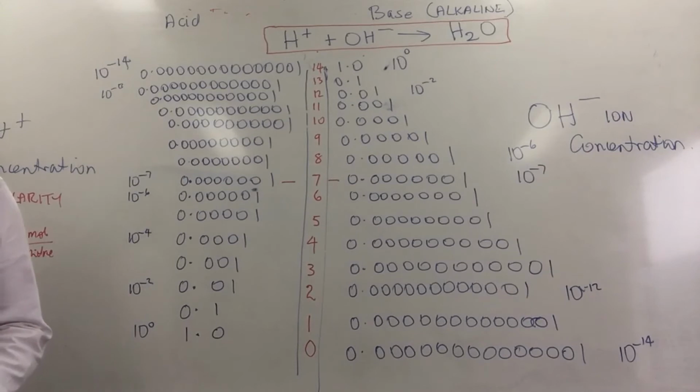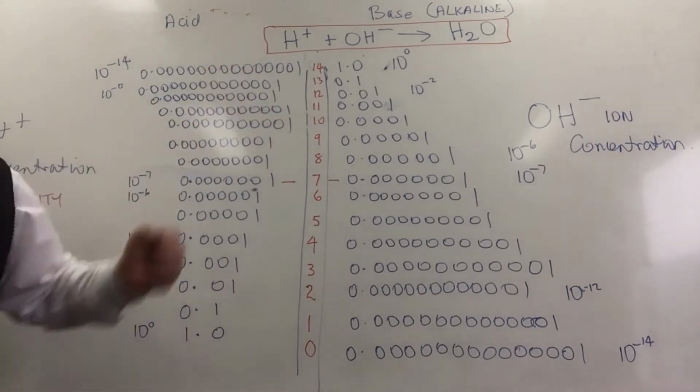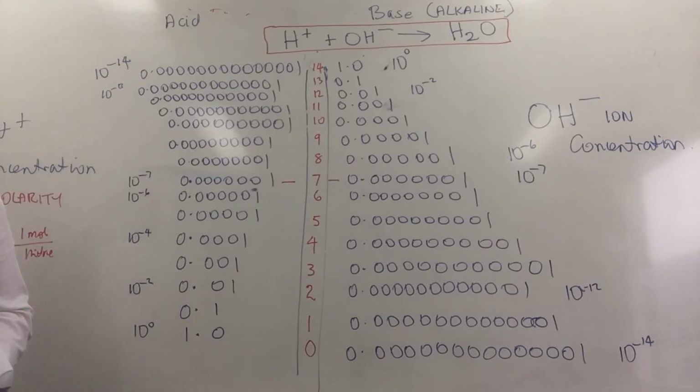That's the extent. If we had a 2 molar solution, it would be out of this range. We could not measure the pH of a 2 molar solution. The highest we can ever measure is a 1 molar solution. Beyond that, this pH range does not apply. It's a very small range.